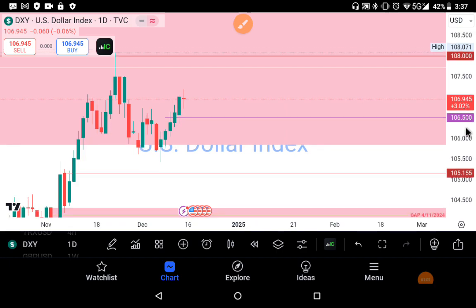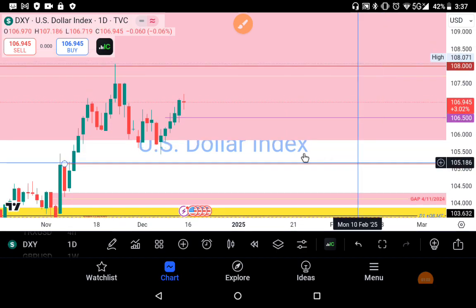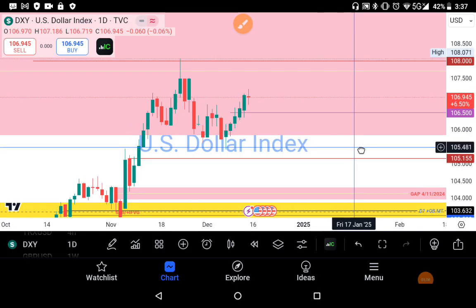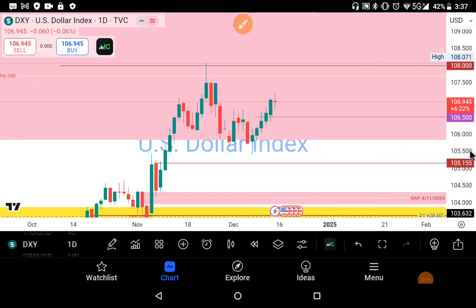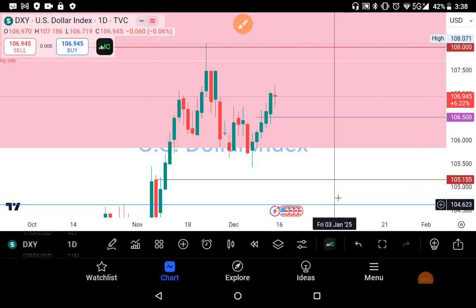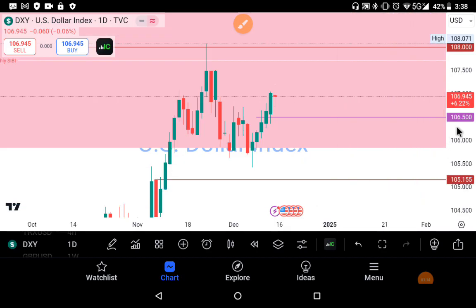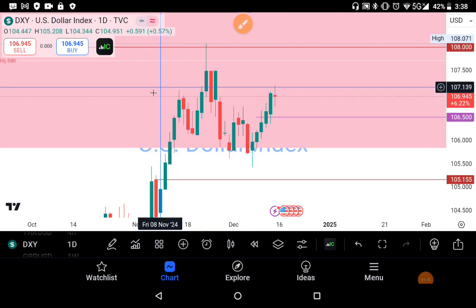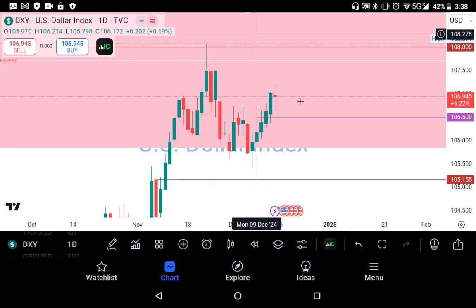This is our bellwether. This is our baseline where I start my analysis, the dollar index. As of last week, I was interested in the market price staying below 106,500.